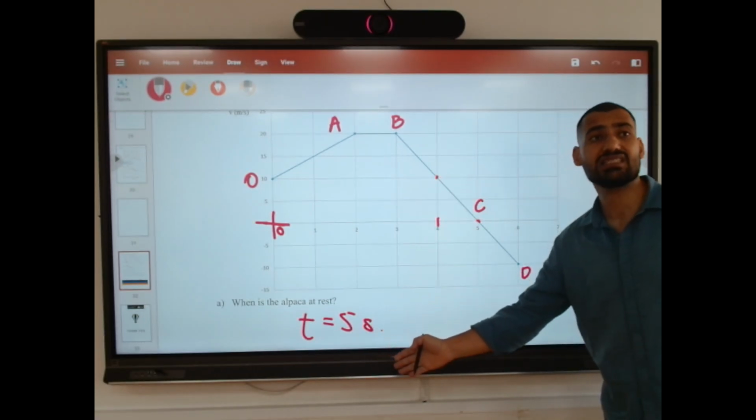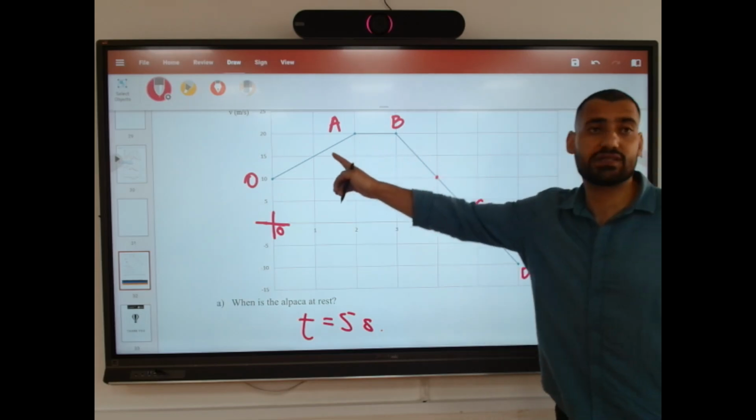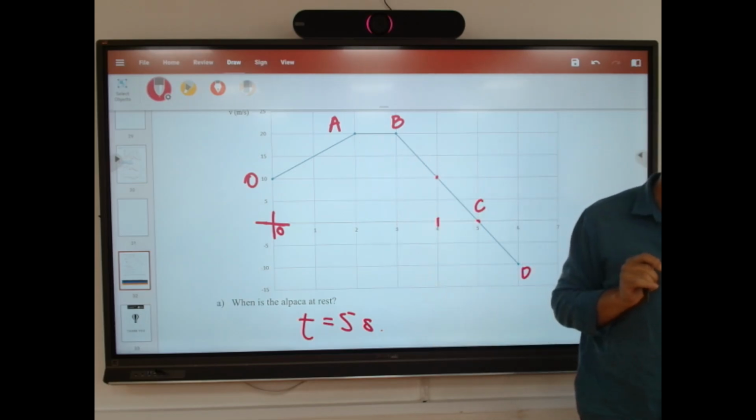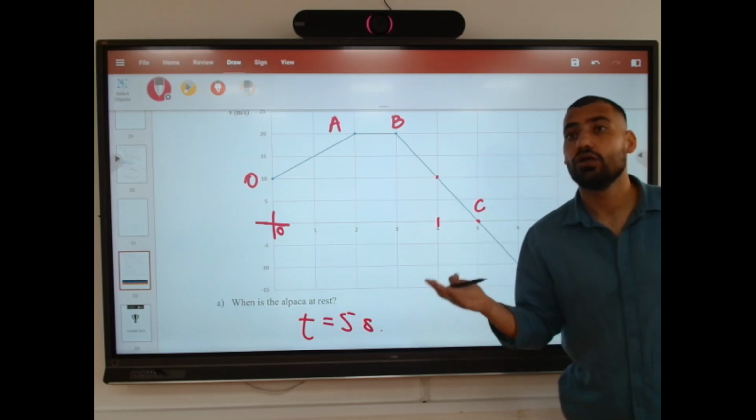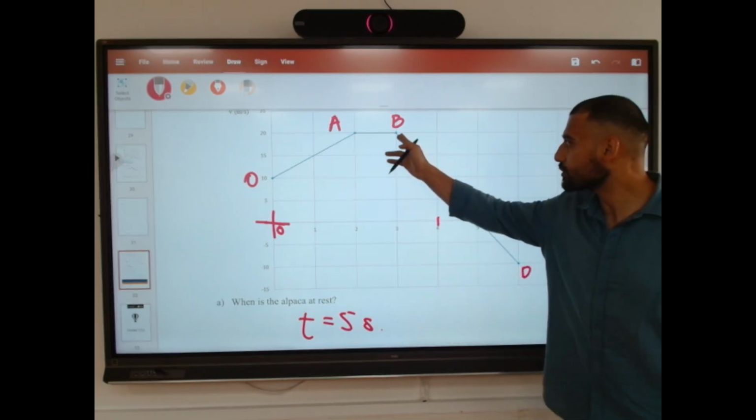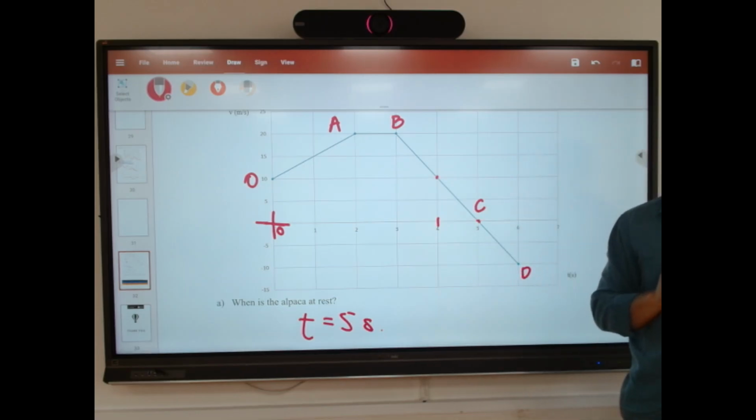The question is, what is his acceleration? Which graph is this? Velocity time graph. How do you get acceleration? Slope. So try to calculate the slope of BC. And how do you calculate the slope? You know that? Perpendicular upon base, isn't it?